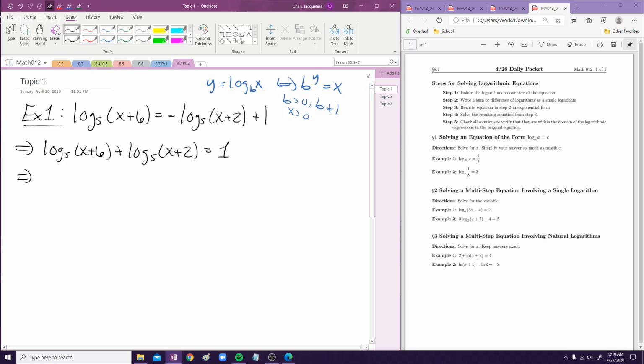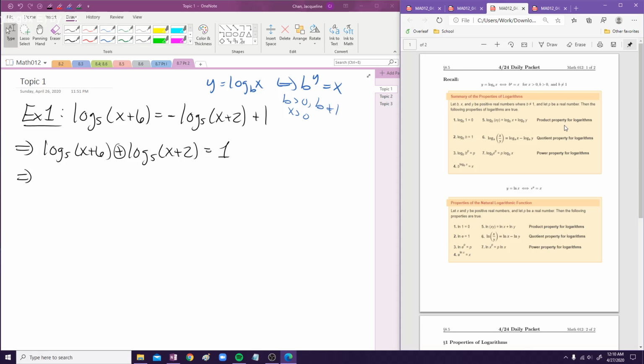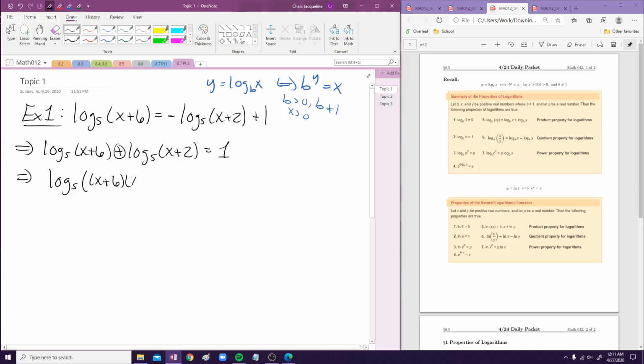Step 2, we are going to write a sum or difference of logarithms as a single logarithm. As you can see, there's an addition here, and we have the same base. When logarithms have the same base and there's addition, we can use the product property, which I'm pretty sure is property 5. So what does that mean? If I have two logarithms with the same base and they're adding, I can make it into a single logarithm, and then we just multiply the arguments.